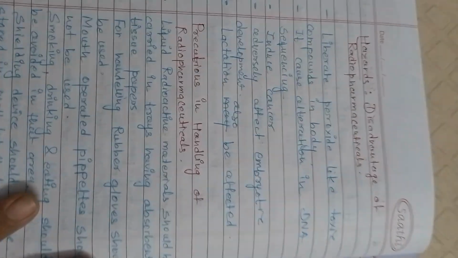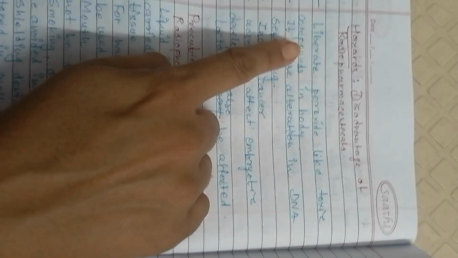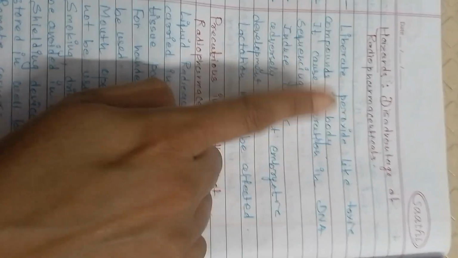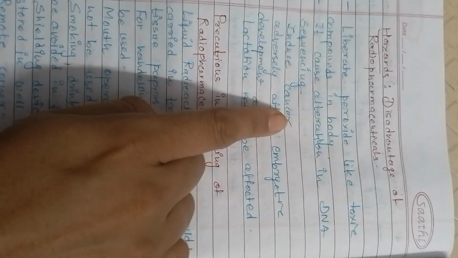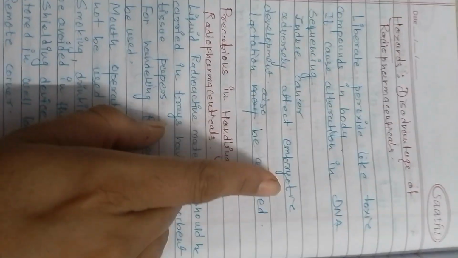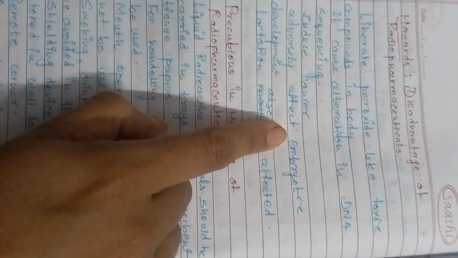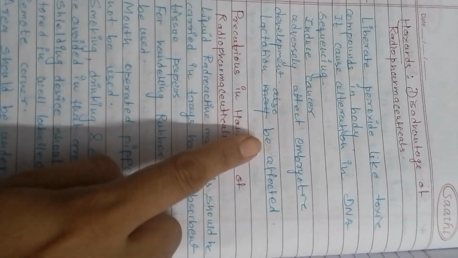Now, what are the hazards or disadvantages of radiopharmaceuticals? They liberate peroxide, which causes alteration in DNA sequencing and leads to induction of cancer. They also adversely affect embryonic development, meaning they also affect pregnant women's children. Lactation can also be affected, so they should not be prescribed to pregnant women as well as lactating women.